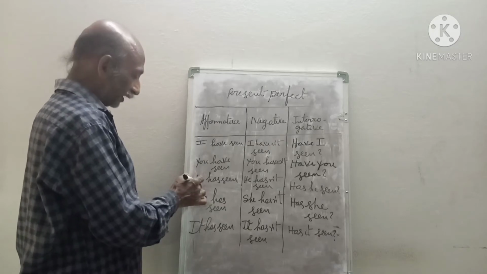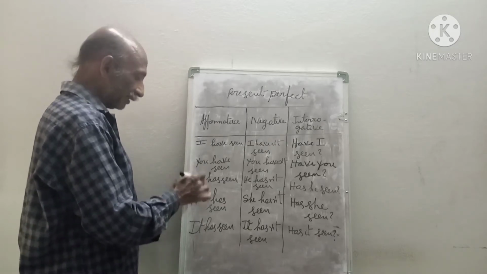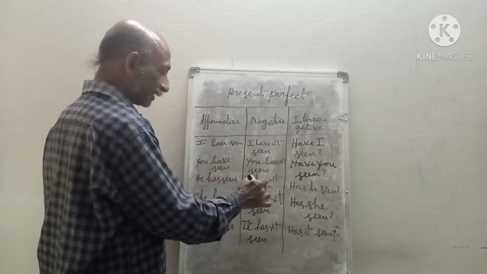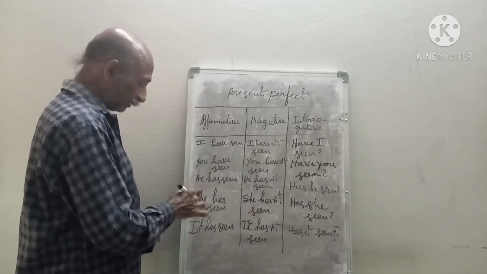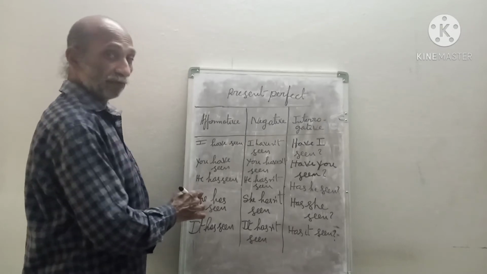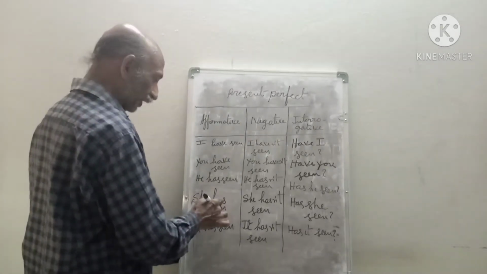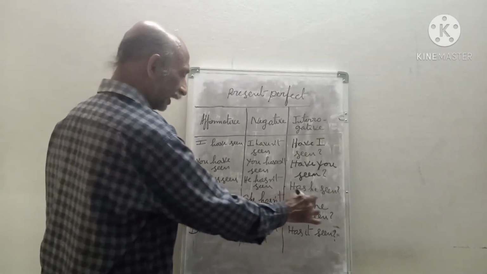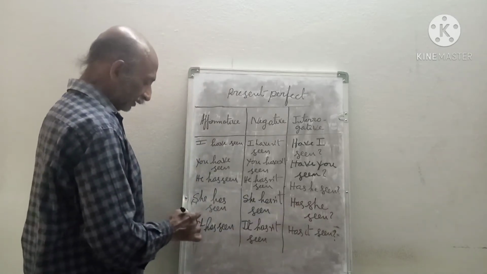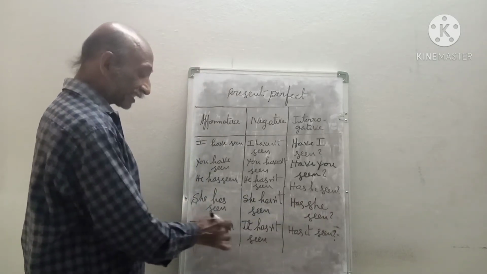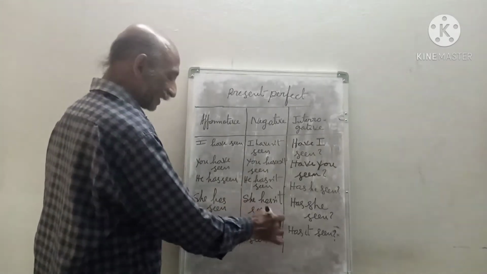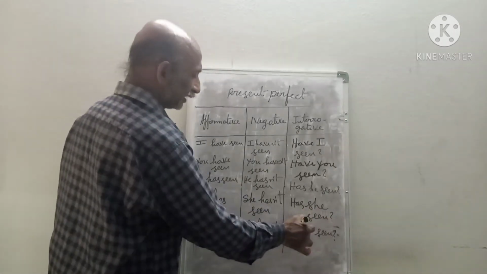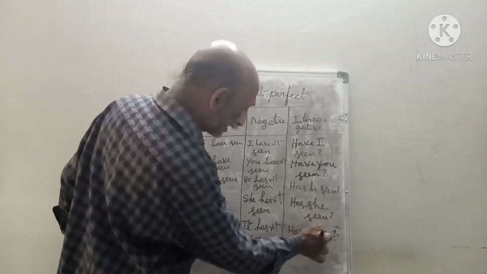Now, third person. That is he: he has seen, he hasn't seen, has he seen? She, also third person singular, feminine gender: she has seen, she hasn't seen, has she seen? Now, it has seen, it is neutral gender. Negative is it hasn't seen. Interrogative is has it seen.